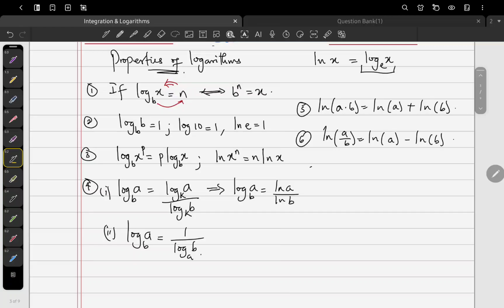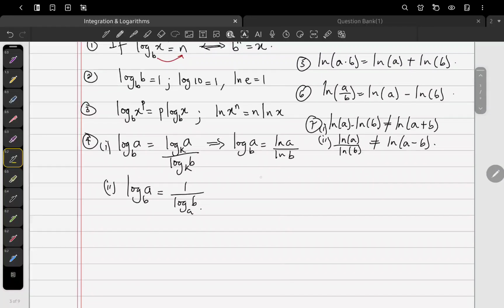So you should be careful. You should be careful that the natural logarithm of a times the natural logarithm of b is not equal to the natural logarithm of a plus b. Similarly, the natural log of a over the natural log of b is not equal to the natural log of a minus b. So these are common mistakes people make.